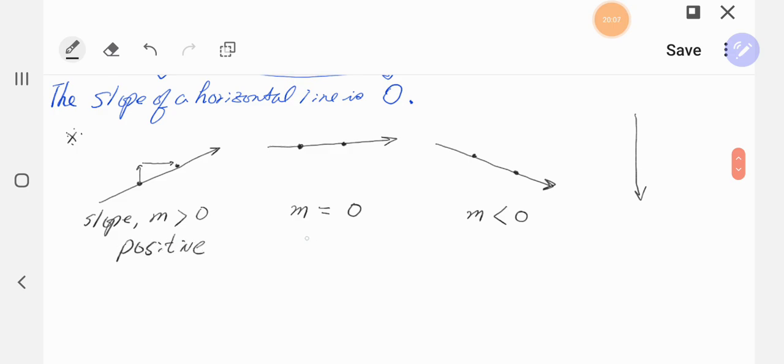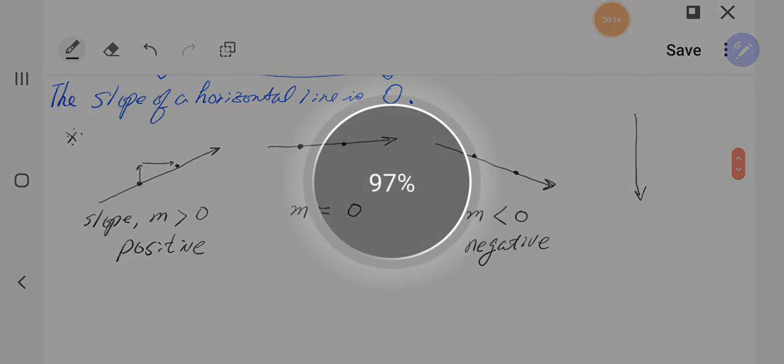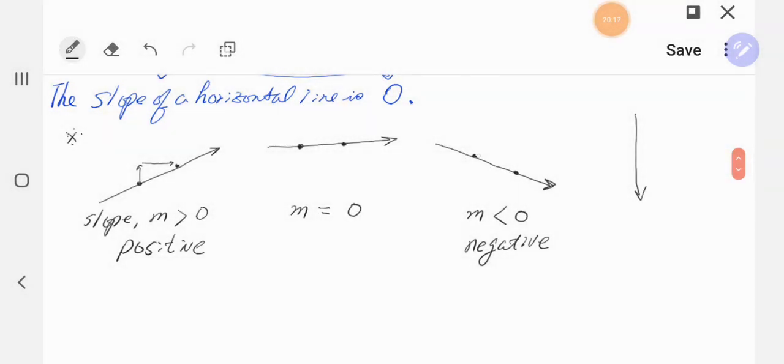Slope is positive. Slope is 0. Slope is negative, right? Why is it negative? Let's go to the right. Rise over run. The rise is going down, so the rise is negative. The run is positive. Negative over positive is negative, right? So that's negative. Up is positive, so for this slope, positive over positive is positive. So the slope is positive.